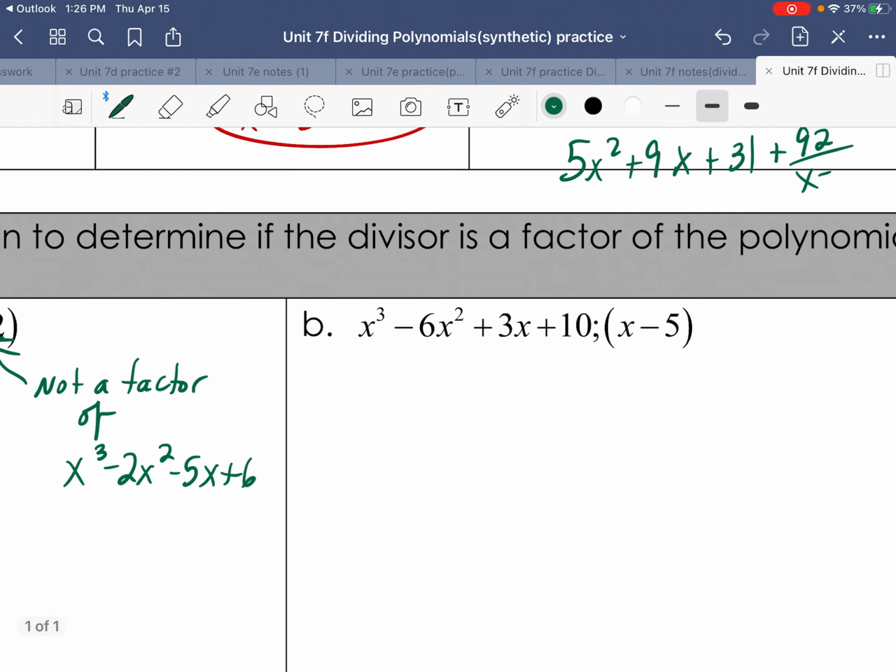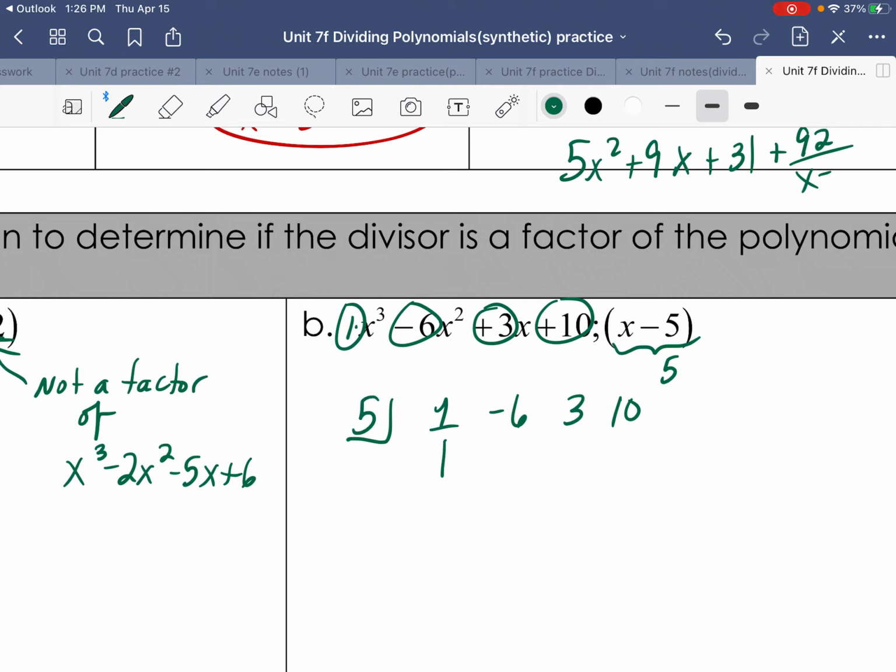All right, next we have exponents going 3, 2, 1, and the constant term, 0. Awesome. Then we look at the coefficients, make sure we know what they are. We have 1, -6, 3, and 10. Write those down. What you're dividing by is x minus 5, so we're going to have a positive 5 in the little backwards box. Opposite.